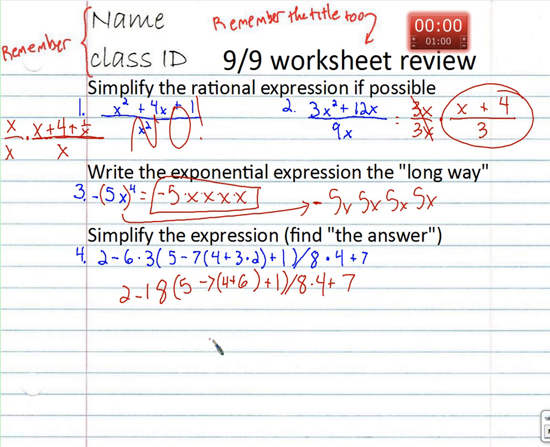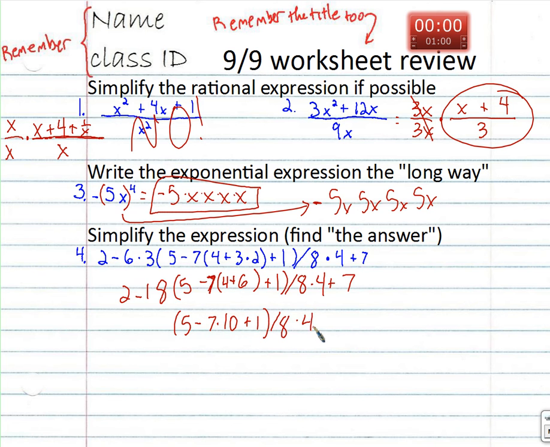Okay, what can we do next? It should look like a 7. Well, you should probably add the 4 and the 6. Add the 4 and the 6, okay. So we got the 5 minus the 4 and the 6, which is 10. That's 7 times 10.